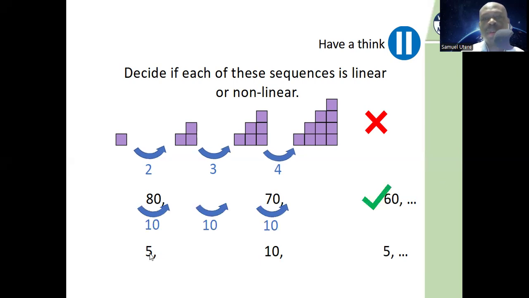For this one, to get from 5 to 10, we add 5. But then we're going back to 5 again. So we add 5 and then we take away 5. Positive 5 and negative 5 are not the same. The numbers are not constant. So this is not a linear sequence.